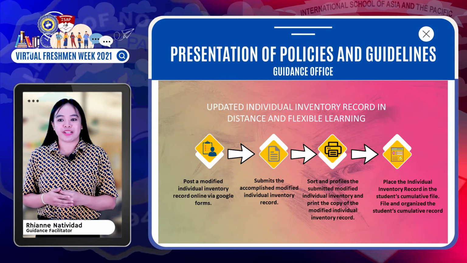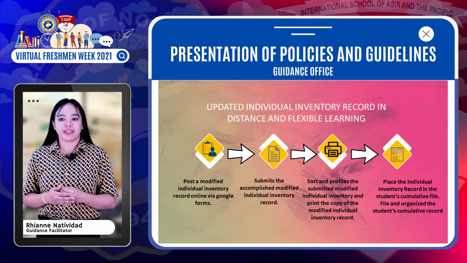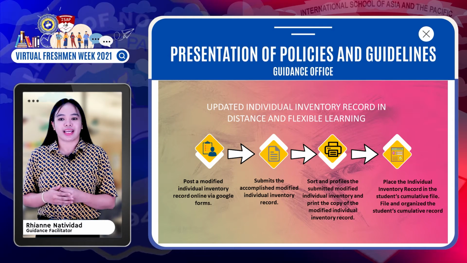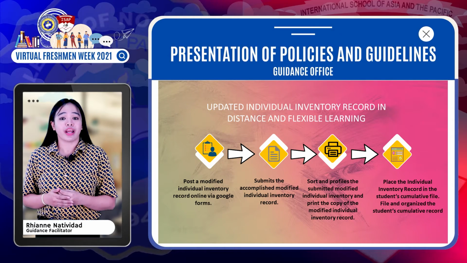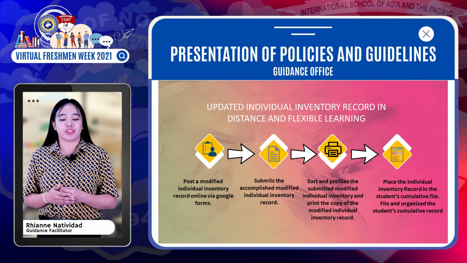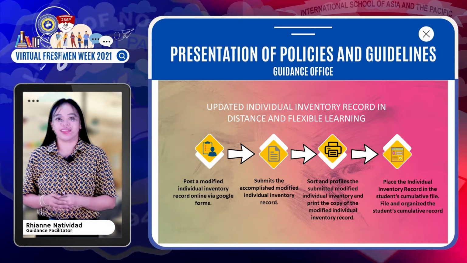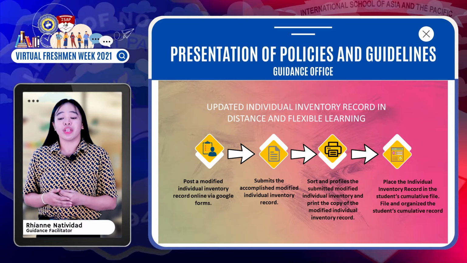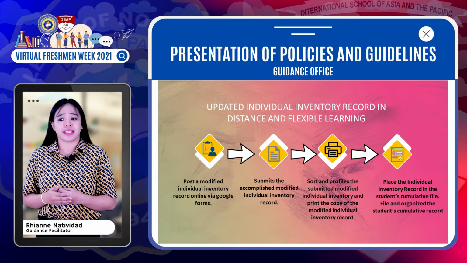Then, the guidance personnel will sort, profile, and print the copy of the submitted modified individual inventory. Subsequently, the counselors will place the individual inventory record in the student's cumulative file and will then be ready to organize the student's cumulative record. In connection, the procedure for the updated individual inventory record is the same with that of the individual inventory record. The only difference is all forms in updated individual inventory record will be in the updated format since it aims to update the general information of the students.